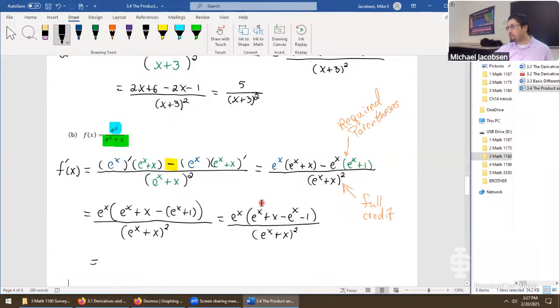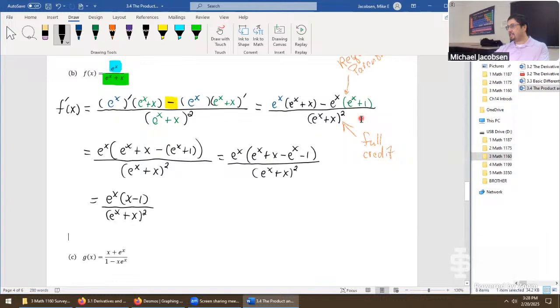And finally, over here, all I'm doing is combining the like terms. E to the x cancels out inside that group, leaving e to the x on the outside, and looks like just an x minus 1. Whole thing is divided by e to the x plus x squared. So we did it, folks.